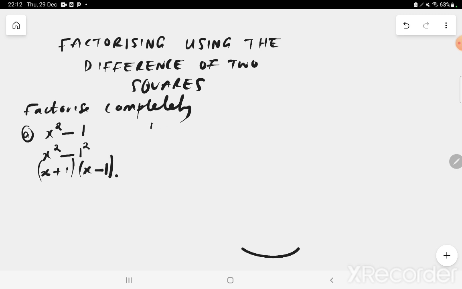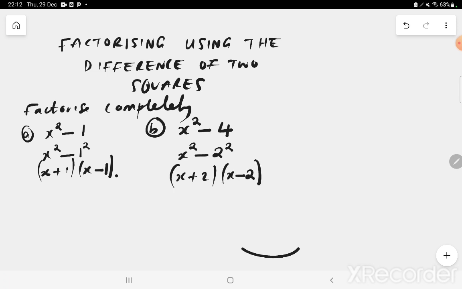Let's look at b. If you have x squared minus 4, the square root of 4 in this case is 2. So this will be x squared minus 2 squared. It has now become a difference of 2 squares, so we write this one as x plus 2, x minus 2.